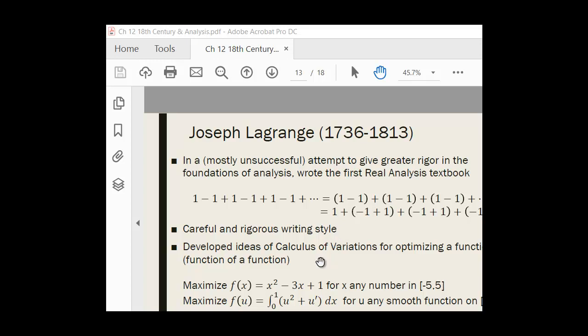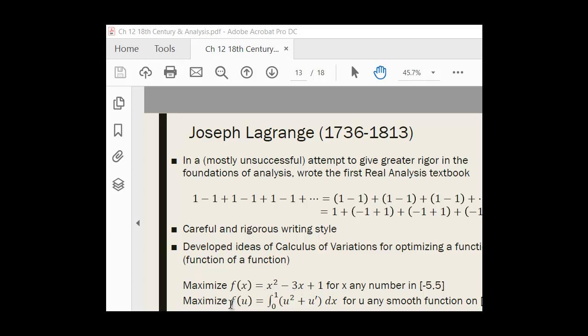One of the other things he did was develop the calculus of variations. The Bernoulli brothers had started this, but Lagrange took it a lot farther. A couple of optimization problems here. In Calc 1, we talk about maximizing a function. So here's a polynomial. Say we want to know for which x between negative 5 and plus 5 does this function have a maximum. Maybe x equals 3 or x equals negative 1 or whatever.